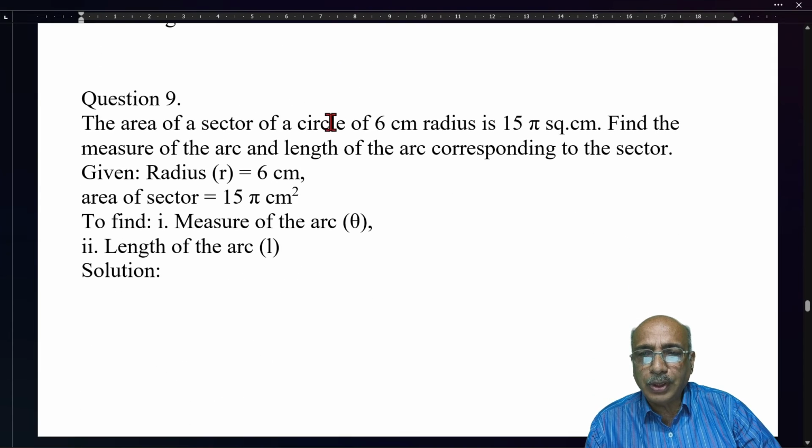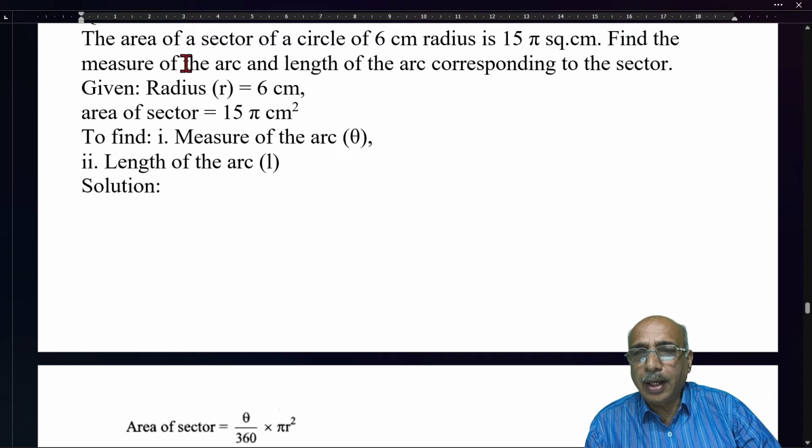Next problem, question 9. The area of a sector of a circle is 15 pi square centimeter, radius is 6 centimeter. Find the measure of the arc and length of the arc corresponding to the sector. Radius r equals 6 centimeter. Area of sector equals 15 pi centimeter square. To find first, the measure of the arc, that is theta, and then the length of the arc L.